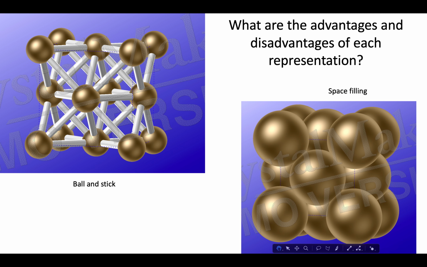So here I show images. Is it a ball and stick, or are we using the space filling? Great question for the students. Well, what would be the advantages and disadvantages of each representation? If you say, well, which one is more correct? I think the space filling is a more accurate representation for what one finds with gold.